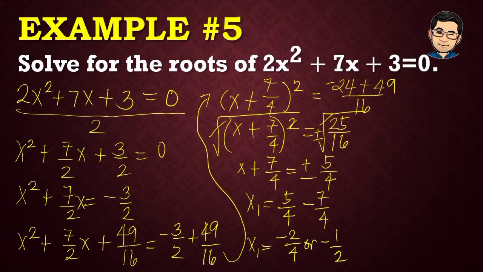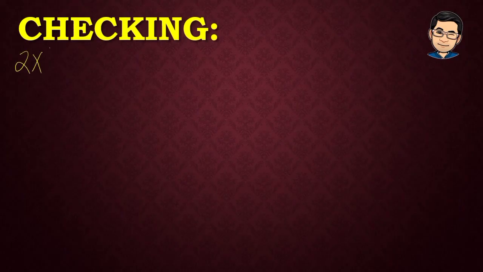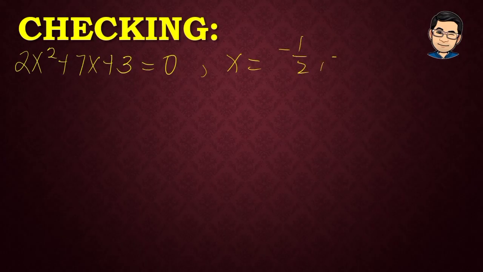For x sub 2, so, ginamit natin kanina positive 5 over 4. Ngayon naman, negative 5 over 4 minus 7 over 4. So, same denominator. So, negative 5 minus 7, that is negative 12 over 4. So, we can divide negative 12 by 4. That is negative 3. So, check our solution. 2x squared plus 7x plus 3 equals 0. So, our roots are x equals negative 1 half and negative 3.